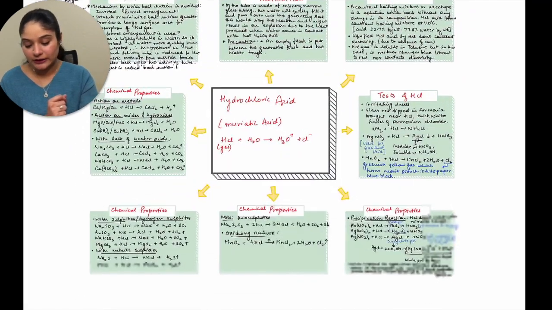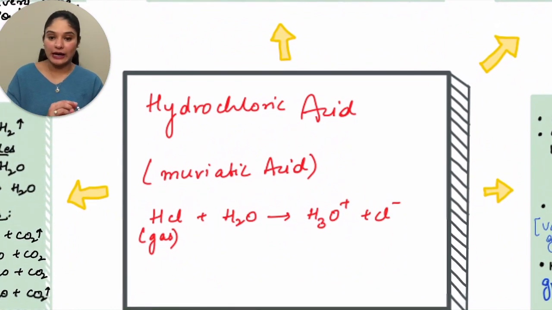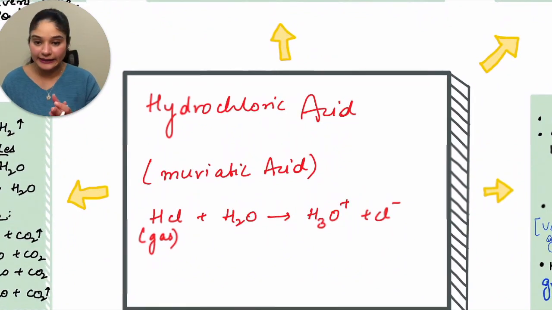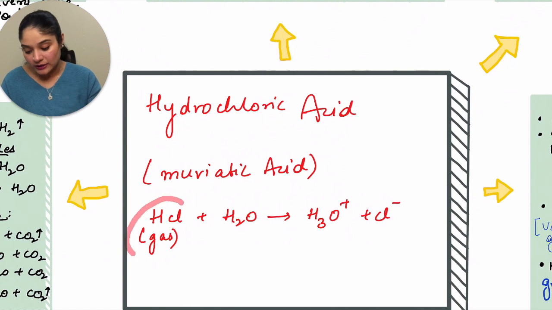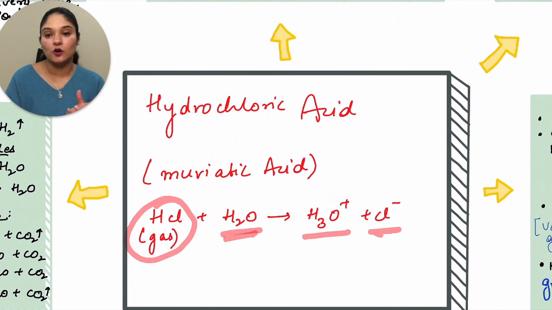Now let's move to the next part. This is HCl acid. HCl acid or hydrochloric acid is also known as muriatic acid. When HCl gas is combined with water, you get H3O positive ions and Cl minus ions. That means your hydrogen chloride gas ionizes on mixing with water, giving you an acid, that is hydrochloric acid.